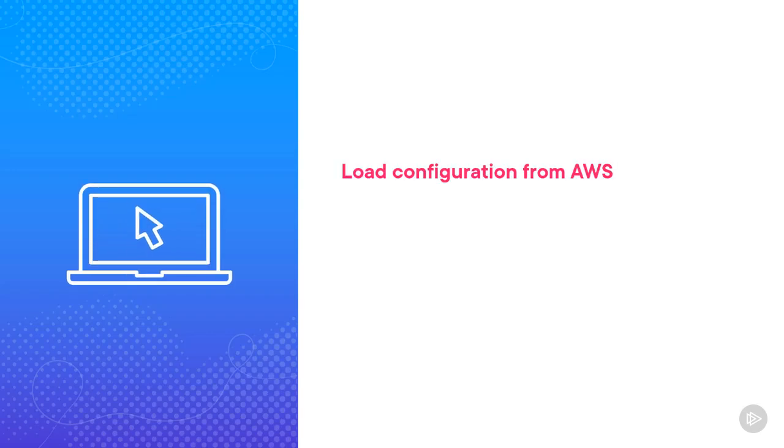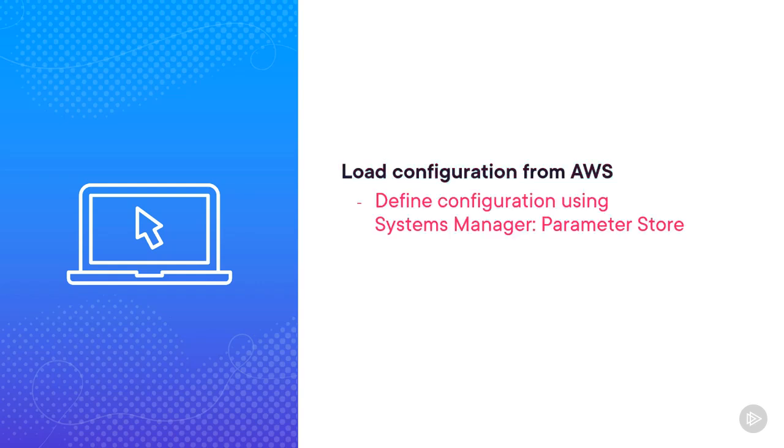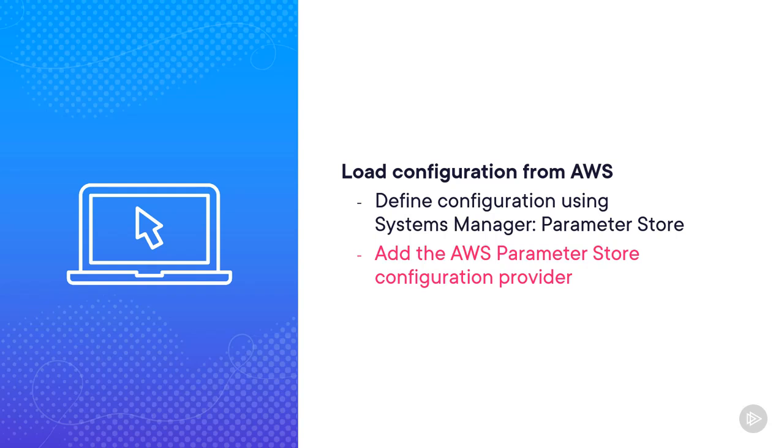In this demo, we'll load the tennis booking application configuration directly from AWS. A cloud-based store is a great way to manage application configuration for cloud-native services. We'll begin by defining a configuration entry inside AWS Parameter Store, which we'll use to control the weather forecast section title. We'll add a NuGet package to our application and load configuration from Parameter Store.